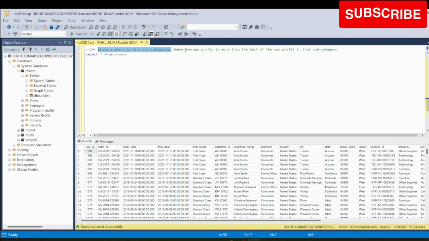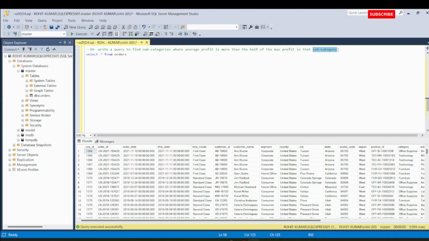Then the next part is where average profit. So second, we have to find the average profit. The next part is half of the max profit. Then we have to find the max profit, and on what basis? On the basis of subcategories. Okay, so there are four parts we have to find. This is the first part we have done. Now let's do the second part: how we will find the average profit.